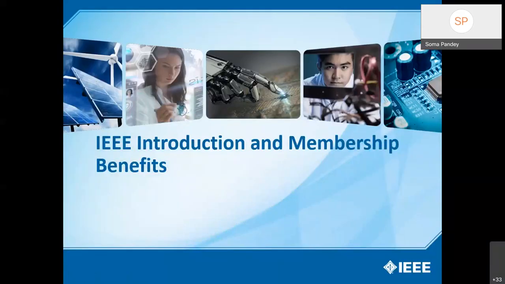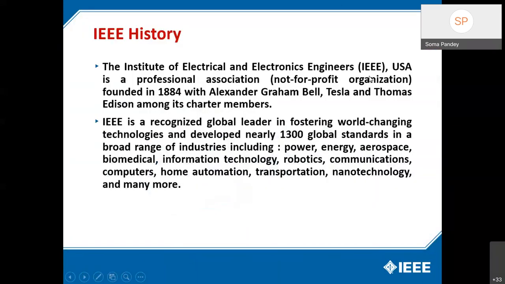So IEEE, as you all know, was founded by great scientists and pioneers in technology. The founder members of IEEE, which was originally known as the American Institution of Engineers, in 1884 included Alexander Graham Bell and Tesla. In fact, even Thomas Alva Edison was one of the team members of IEEE. And this prestigious organization is a recognized global leader in fostering world-changing technology.